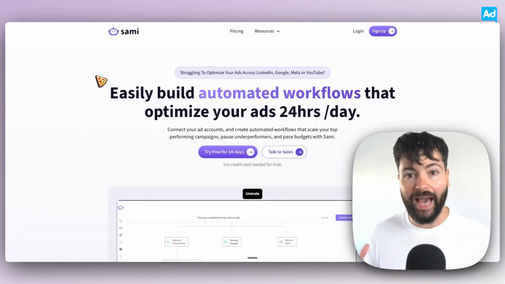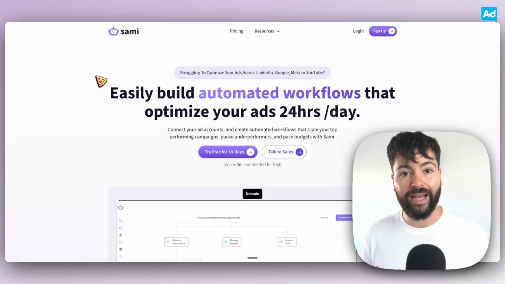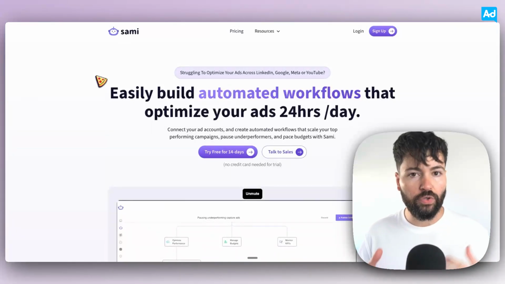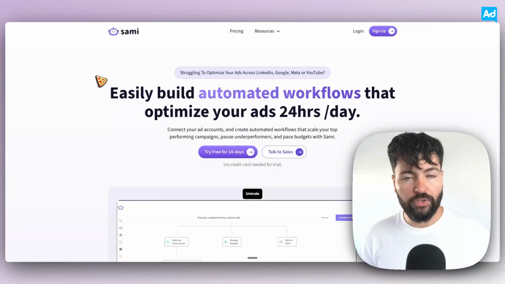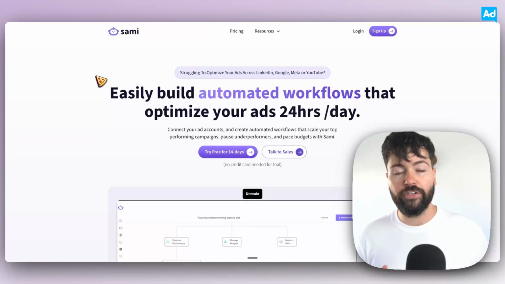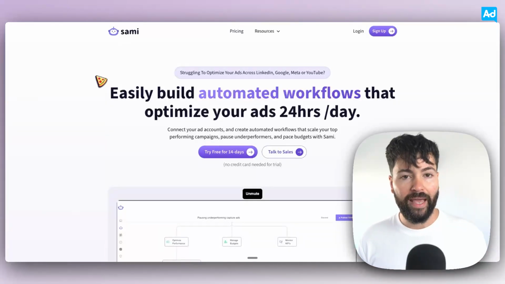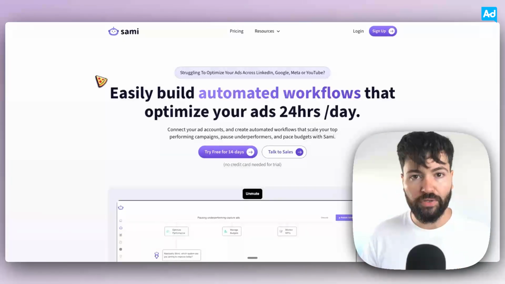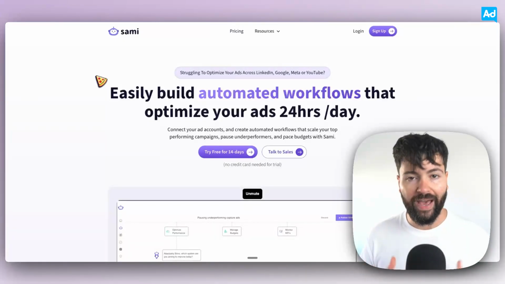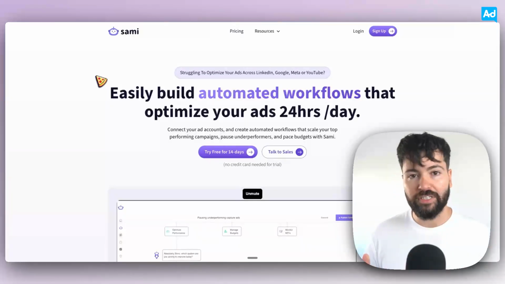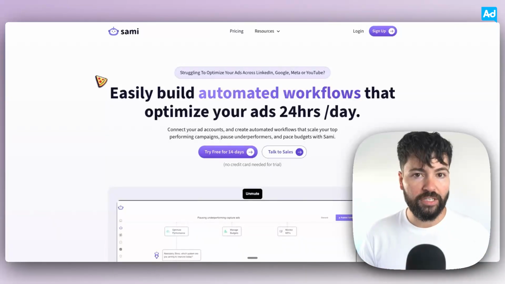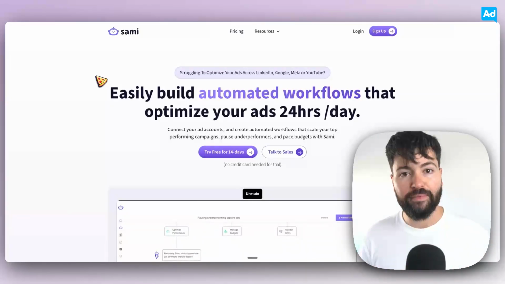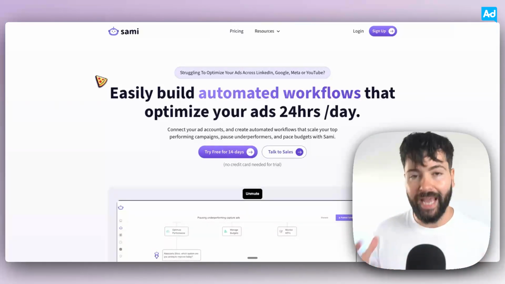So Sammy is an ad automation platform that lets you optimize your ads 24/7 across LinkedIn, Google, Meta, and YouTube. With Sammy, you can set up a workflow that will automatically pause ads that have never generated any conversions or sales and send you an alert in Slack notifying you once the ad has been paused. You can also set up a workflow to notify you if ad fatigue has set in, or to ad schedule and only serve your ads during certain business days or times of the day. You can do anything around optimizing performance, managing budgets, and monitoring KPIs.